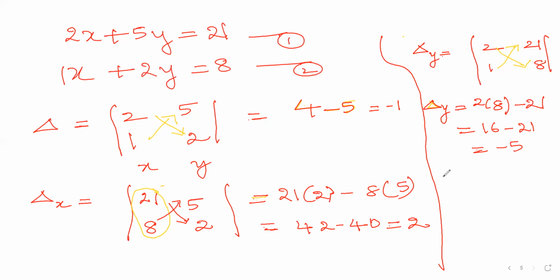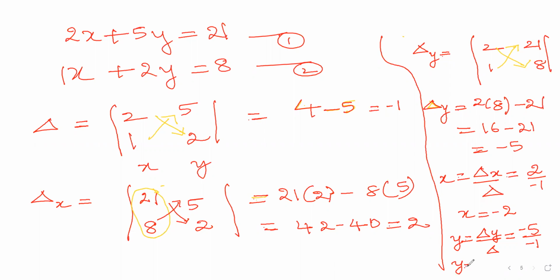Okay, so now what is x? X is delta x upon delta. So delta x is 2, and delta is minus 1, so 2 by minus 1, so x is minus 2. And what is y? Y is equal to delta y by delta, where delta y is minus 5 by minus 1, which is plus 5. So we got the values of x and y.